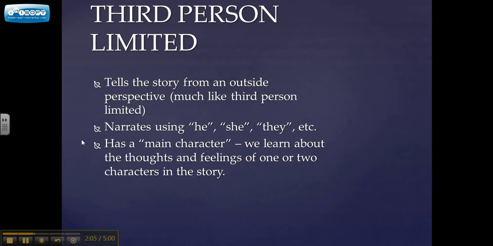Third person limited you can consider as a step up from third person objective. It will still tell the story from an outside perspective, much like third person objective, and it'll still narrate using he, she, they, and so forth. But it has a main character, a character that the point of view will focus on. So we typically learn about the thoughts and feelings of one or two of those characters in the story. The narrator knows some of the feelings of some of the characters, but doesn't necessarily know everything.